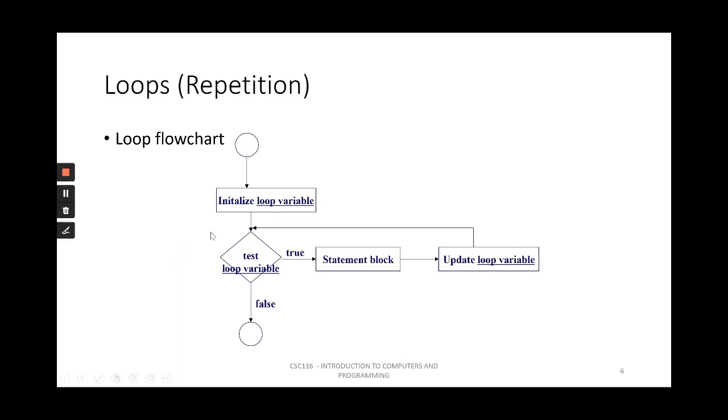So this is actually the flowchart for a loop. We start with initializing the loop variable. We give a value for the loop, and then we test the variable. If the variable or the loop condition is true, it will perform the next segment, and then we update the loop variable and test again, until the loop variable is false. When the loop variable is false, you will go to the other statement.